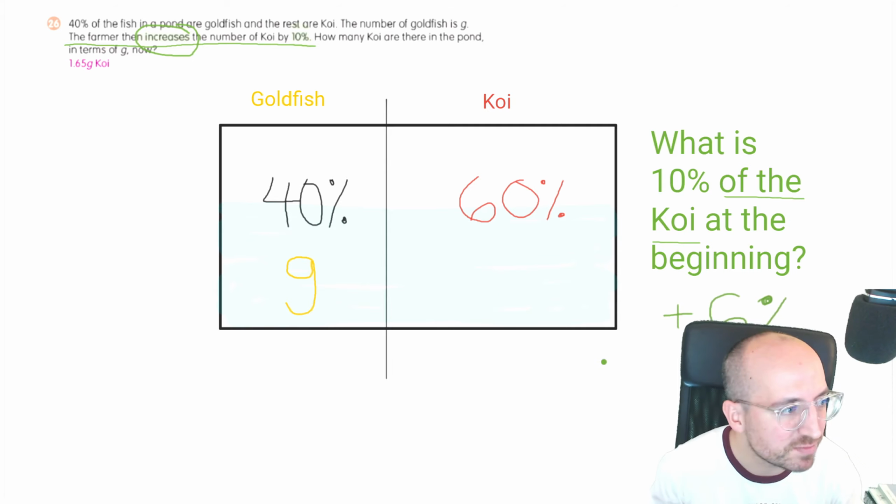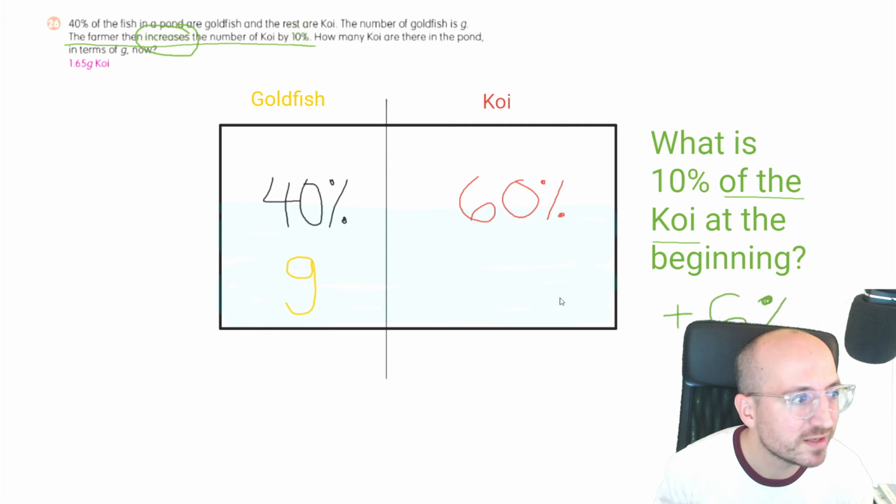Oh, my chair is blocking it a little bit. Okay, so let me write this a little smaller. Going to increase the amount of koi by 6%.